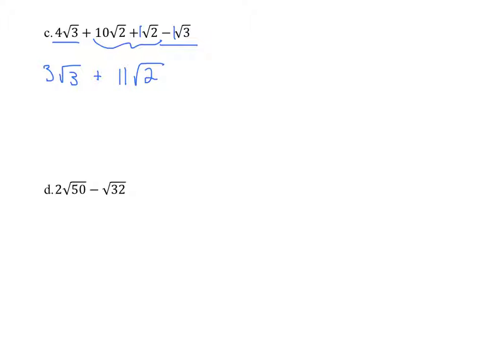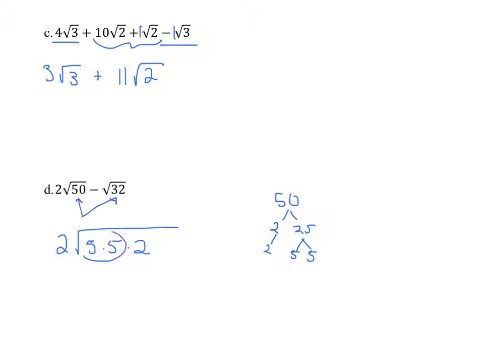Now we look at D. Well, I can't do anything with it. But I really can, because both of these are not simplified. So I need to simplify first. So it's 2 square root of 50. Well, over here I can do 50 is 2 times 25. 25 is 5 times 5. So I do 5 times 5 times 2. This 5 comes out as a single 5. Oh, but I already have a 2 in front. But they're connected by multiplication. So this is 10 square root of 2.